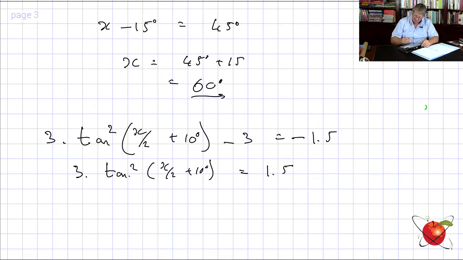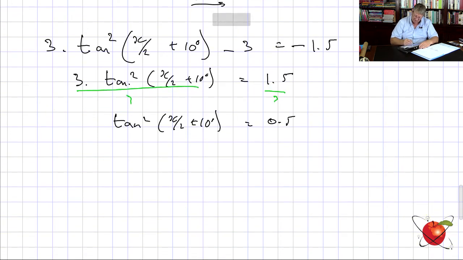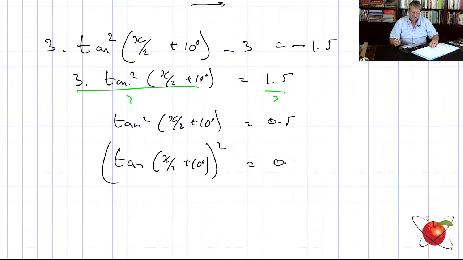Yep, I'm going to divide through by 3 again. Can you see it? There it is. Dividing through by 3 leaves us with tan squared of (x over 2 plus 10 degrees) equal to 0.5. What do I do next? I now rewrite that tan squared as tan of (x over 2 plus 10 degrees), in a double bracket, squared, equals 0.5.